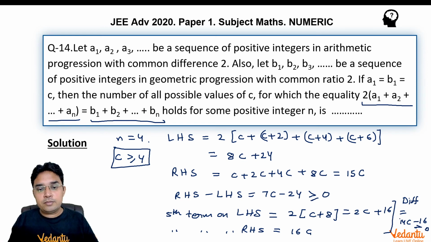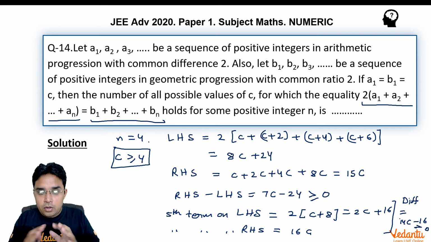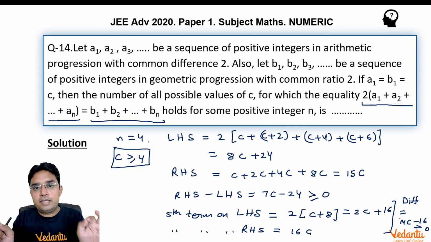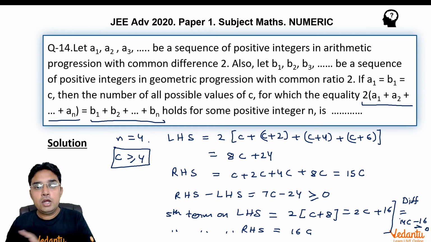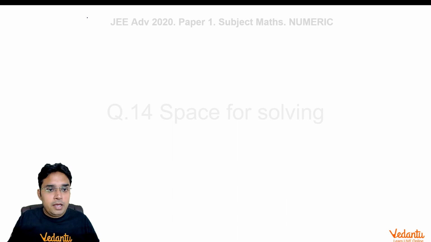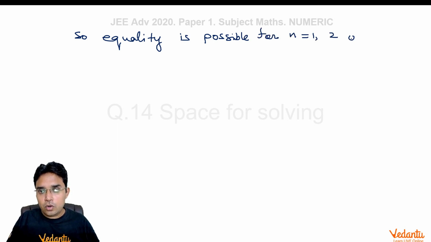Similarly, for the sixth term, seventh term, we can show that RHS is always going to be greater than the LHS. So there is no question of these two sides becoming equal for n equal to 4, 5 and other bigger numbers. So the possibility here is only for n equal to 1, 2 or 3. So we have proved that equality is possible for n equal to 1, 2 or 3.